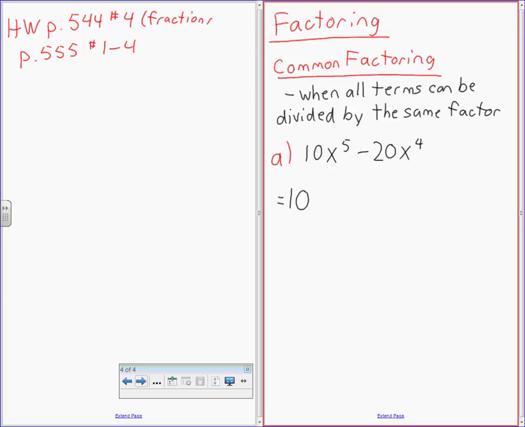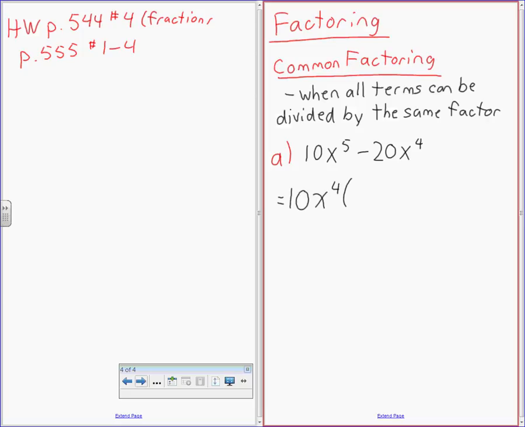x to the fifth and x to the fourth, what do they both have in them? There are four x's in both of them. Maybe I started too big, that's okay. Both of them have x to the 4th in there.